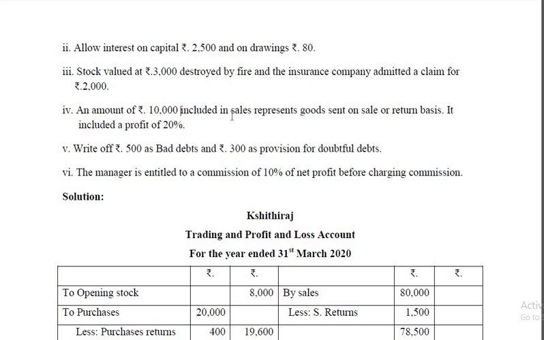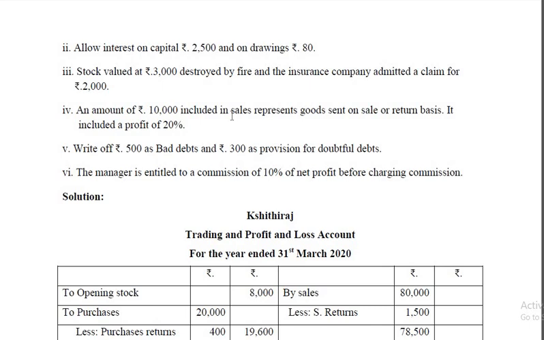Similarly, from the debtors, yes, actually when you sell the goods, the entry will be debtors account debit to sales account. Now the reverse entry: sales account debit to debtors account. So on the asset side of the balance sheet, 10,000 should be deducted from debtors.